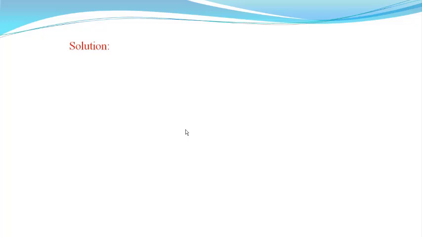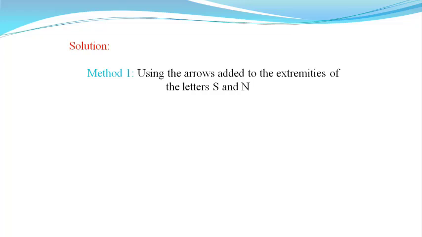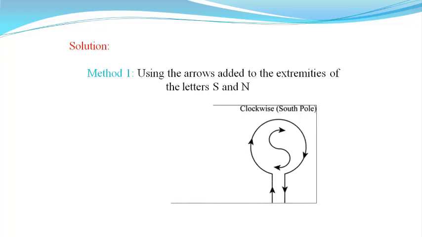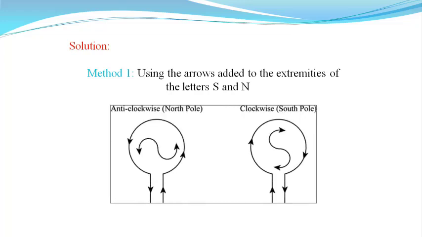Solution. We will solve this application according to the three methods. First method, using the arrows added to the extremities of the letters S and N. Look to the following figure. In the first case, the current flows in the coil in anti-clockwise direction. Then this face of the coil will act as a North Pole. Whereas in the second case, the current flows in the coil in clockwise direction, then this face of the coil will act as South Pole.